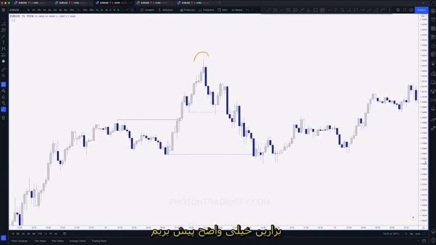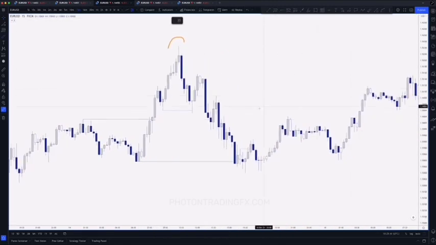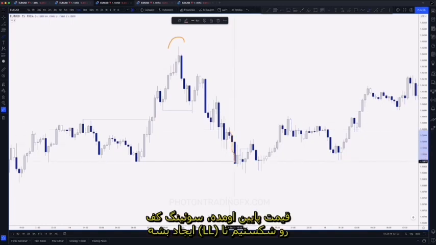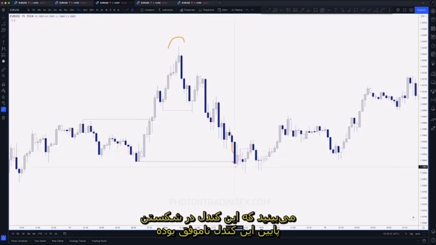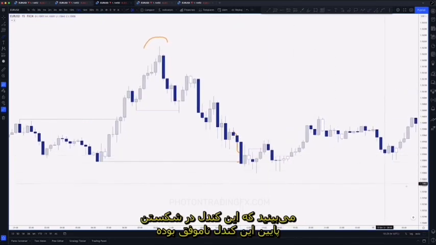So again, just want to make this very, very clear. Price comes down. We break the swing low to form a lower low. Then we pull back up, because you see how this candle here fails to take out this candle's low. If I zoom right in.